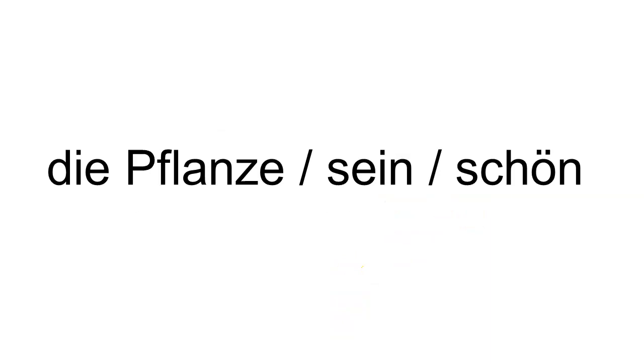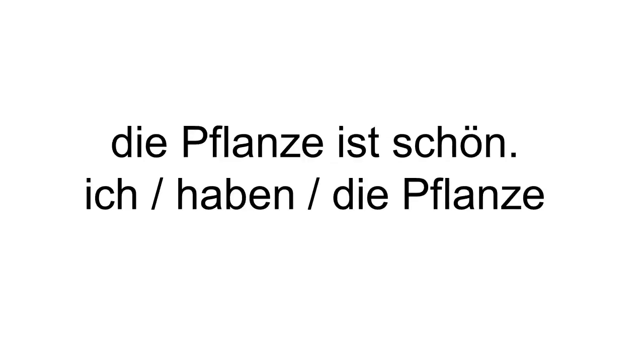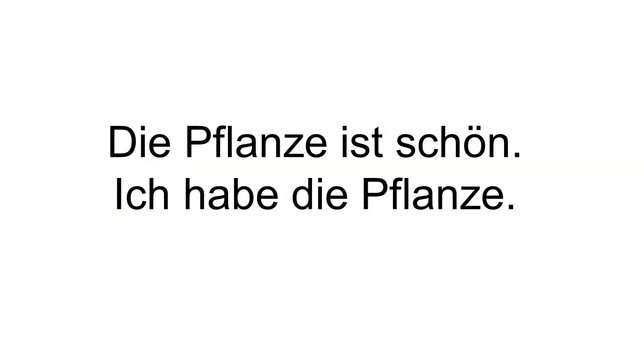So you'll see where I'm going with this in a minute. Die Pflanze, schön. The plant is beautiful. Die Pflanze ist schön. I want to say, I have the plant. Die Pflanze ist schön. This is nominative. Now it's accusative. Ich habe die Pflanze. The plant is beautiful. I have the plant. So one sentence here with die Pflanze in the nominative. One sentence here with die Pflanze in the accusative.